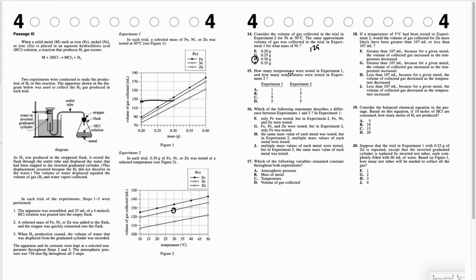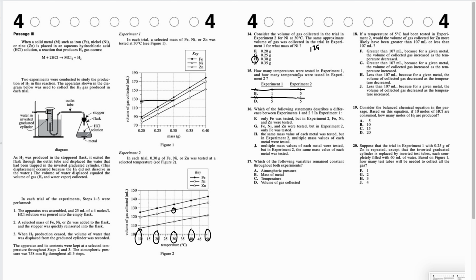Question 15. How many temperatures were tested in experiment 1 and how many temperatures were tested in experiment 2? If I look at experiment 2, we either have 1 or 5. I can see there's a temperature tested at 10. I have data here at 20, at 30, at 40, and at 50. So I see that there's 5 in experiment 2. So I know this one is gone and this one's gone. So A and C are both gone.